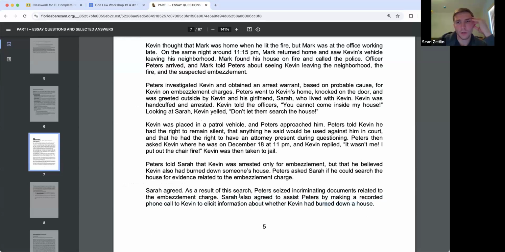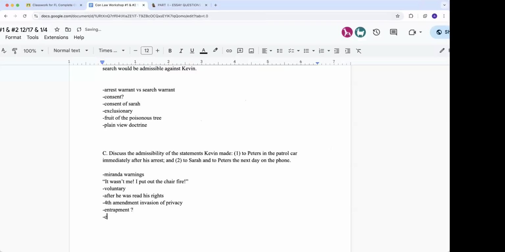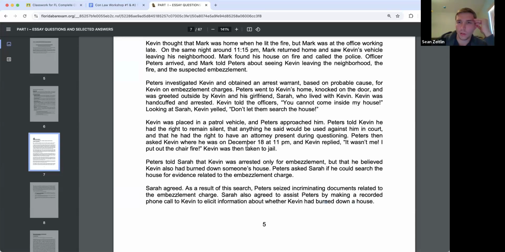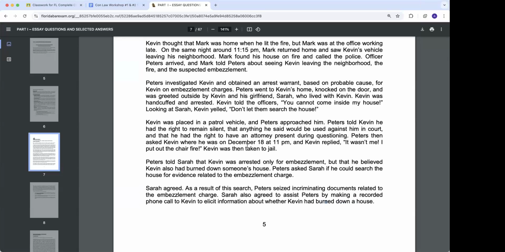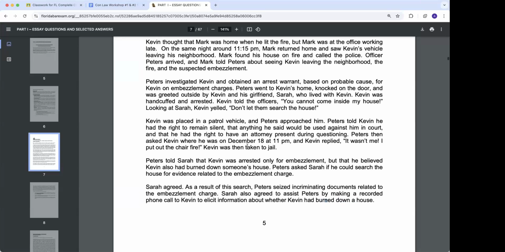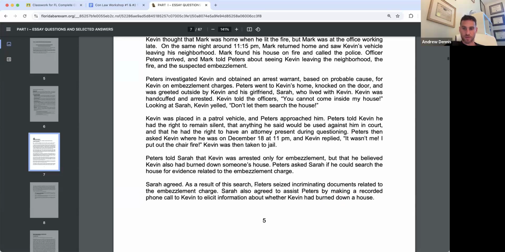Is it a confession? Well, for Florida, what's the rule for recordings regarding one or two-way conversations? Because if they're gonna record to get a statement, you gotta have consent, right? You gotta let them know it's being recorded. Was it one or two-way? Because some states are one-way. I forget. No, Florida's a two-way state. Okay. Sarah also agreed to assist Peters by making a recorded phone call to Kevin to elicit information about whether Kevin burned down the house.